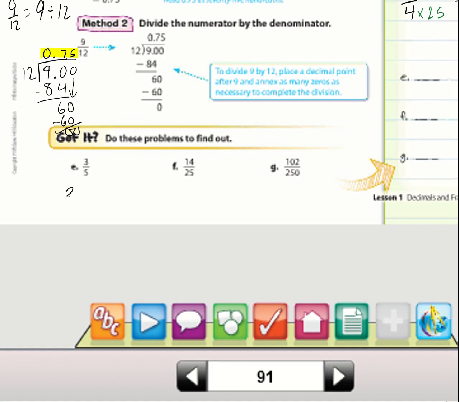I like the method where I'm changing my denominator to 100. So I know to get from 5 to 100, I can multiply by 20. And whatever I do to the bottom, I must do to the top, so that it remains equivalent. So now I have 60 over 100, which is going to equal 60 hundredths, or that also equals 6 tenths.